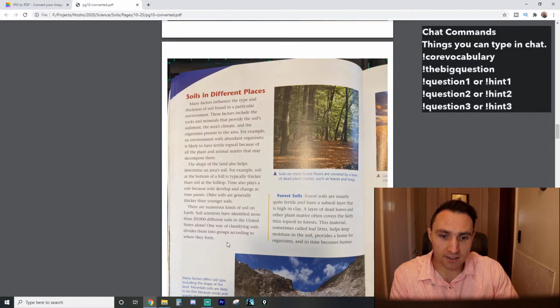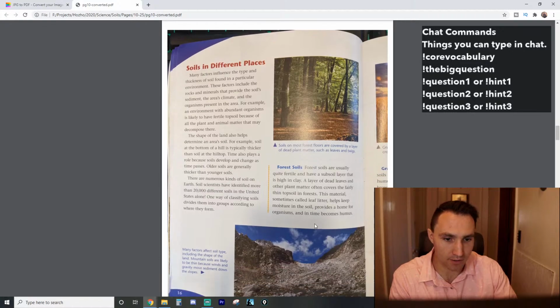One way of classifying soils divides them into groups according to where they're from. All right, so forest soils are usually quite fertile and have a subsoil layer that is high in clay. A layer of dead leaves and other plant matter often covers the fairly thin topsoil in forests. This material, sometimes called leaf litter, helps keep moisture in the soil, provides a home for organisms, and in time becomes humus. So this leaf litter becomes humus at some point.